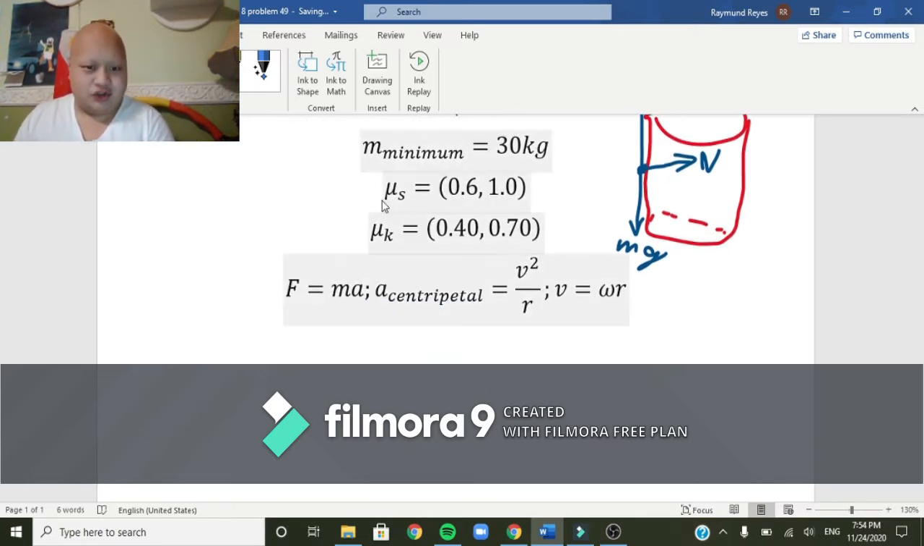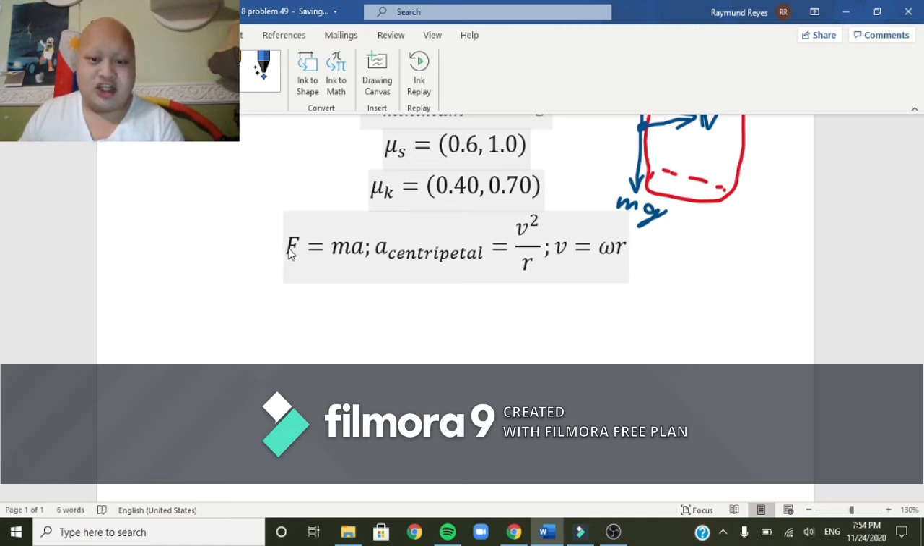But then we have two friction coefficients. The static friction coefficient goes from 0.6 to 1.0. Remember, this is interval notation that you use in calculus a lot. And the kinetic friction coefficient would range from 0.4 to 0.7.